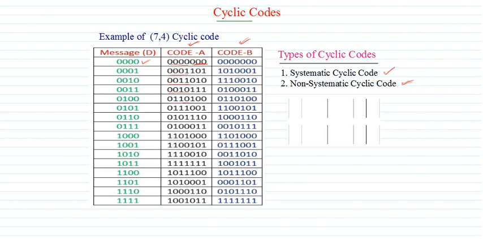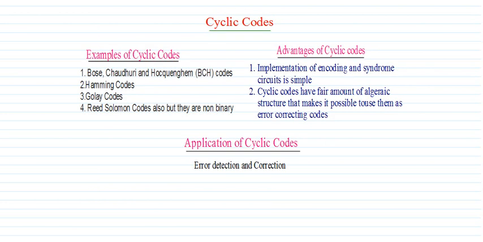Now let us move on to the examples of cyclic codes. There are lots of examples of cyclic codes. One such is Bose-Chaudhuri-Hocquenghem, also known as BCH code. We can also have Hamming codes, Golay codes, and Reed-Solomon codes, which people sometimes write as RS codes. But one thing: the RS or Reed-Solomon code is not a binary code, it is a non-binary code.